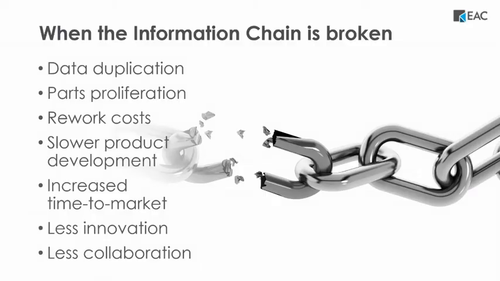So if engineering doesn't have a good tool set to use for that, the information chain can break. It means things aren't updated. It means that things have to be reworked. It means that problems aren't caught. It means that customers are dissatisfied.